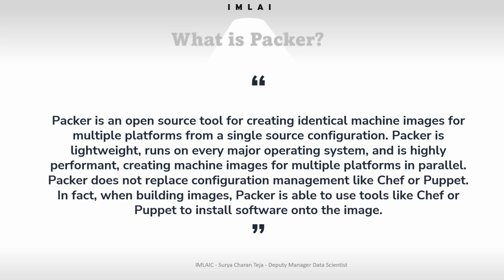A machine image is a single static unit that contains a pre-configured operating system and installed software, which is used to quickly create new running machines. Machine image formats change for each platform. Some examples include AMIs for EC2 instances. For VMware, we call it VMDK or VMX files, and for VirtualBox, we call it OVF. And Packer has a solution for all types.